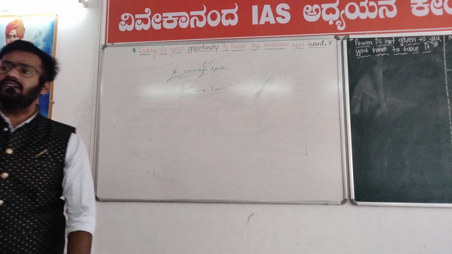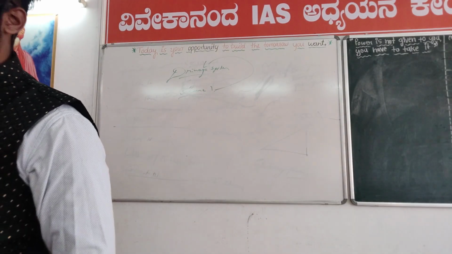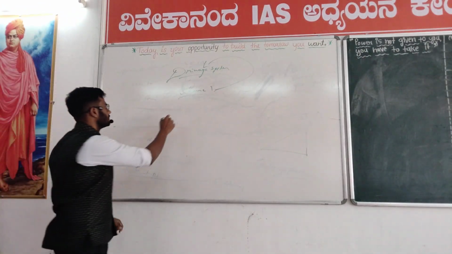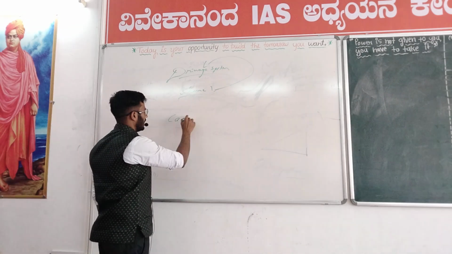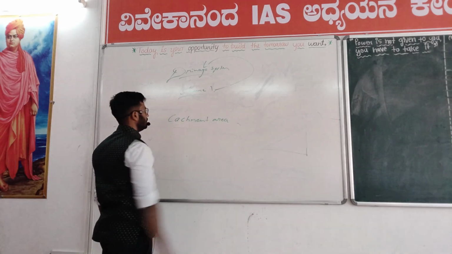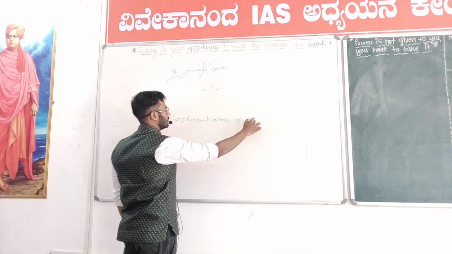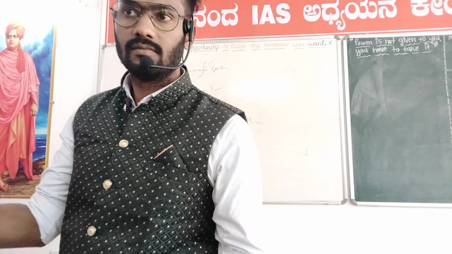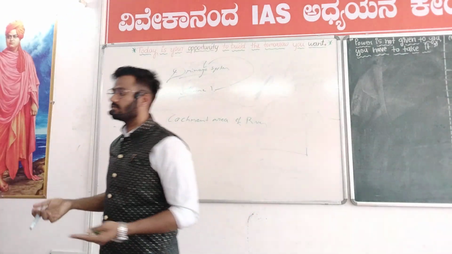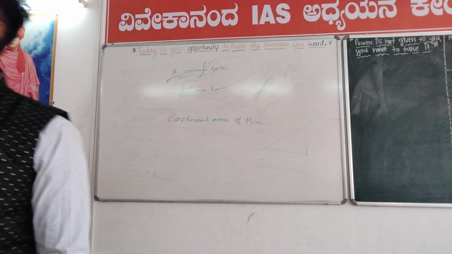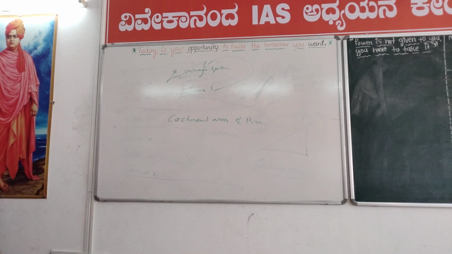Okay. Catchment area of river anta ಹೇಳ್ತೀವಲ್ವಾ. What is that? What is catchment area of river? Catchment area of river. This is where the river gets its water. The river catches water. Area where all the river collects water is known as catchment area. Catchment area of that river means that river wherever it gets its water.